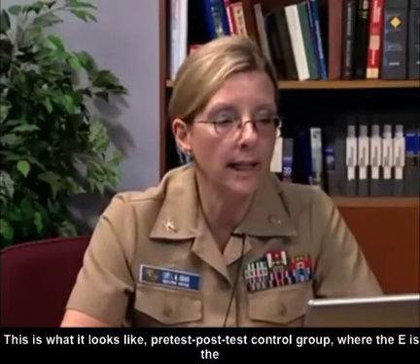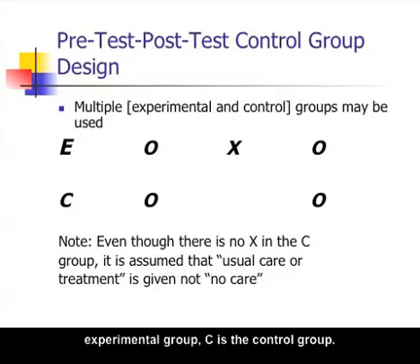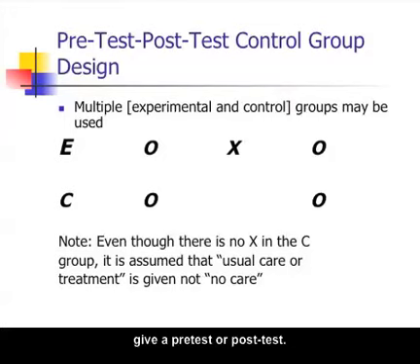And this is what it looks like: pretest, post-test, control group, where the E is the experimental group, C is the control group, the 0 is for observation, and that would be where you give a pretest or post-test, and the X is the actual intervention.